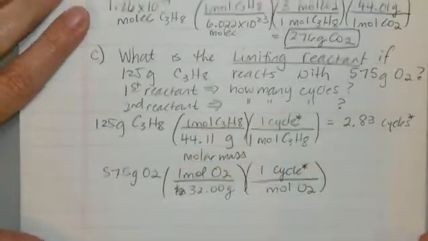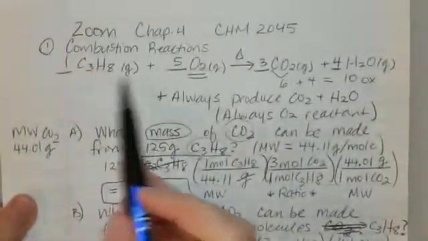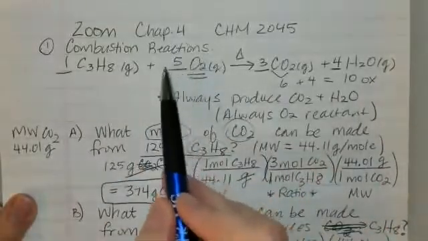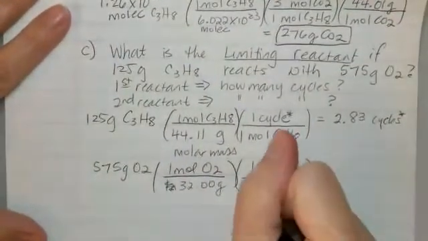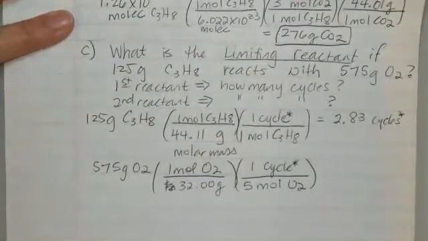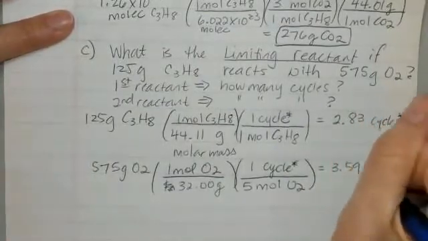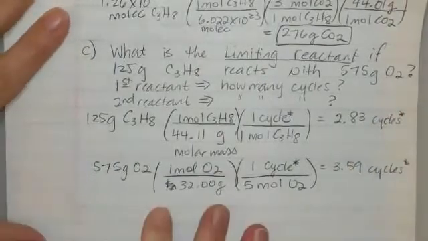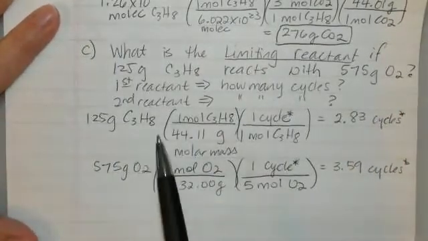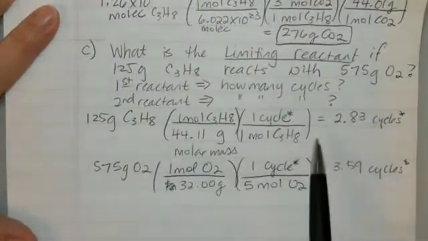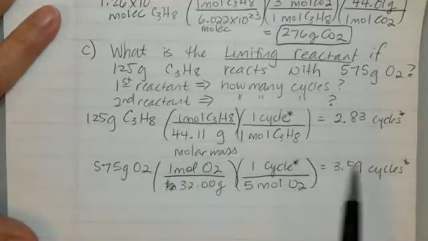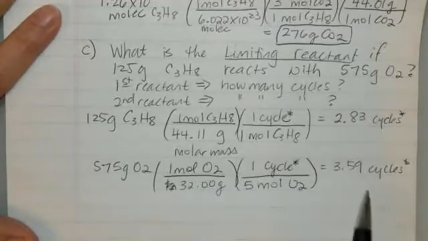So I go back up to my balanced equation and I say, okay, every time this reaction cycles, how many moles of O2 do I need? And that coefficient says I need 5. So I'm going to go back down into my setup and say, okay, for every cycle, I need 5 moles of O2. So I'll take 575, divide by 32, and then divide that by 5, and I get 3.59 cycles. And again, cycles not really a unit. So basically the idea is the propane could go through almost 3 cycles before it stops and runs out. The oxygen could keep going, but the oxygen can't keep going if there's no propane to keep going with, right?